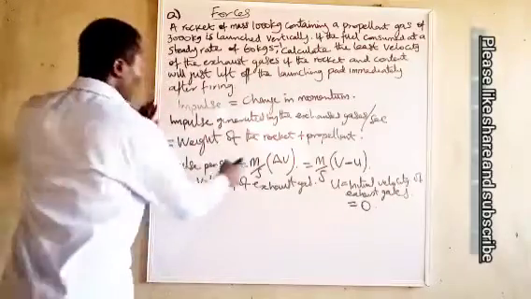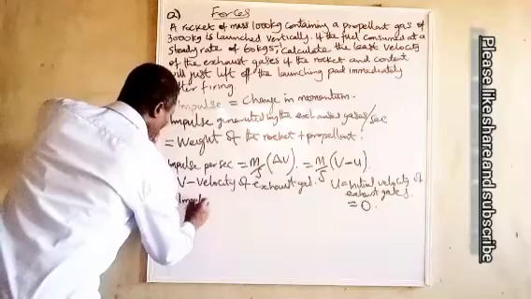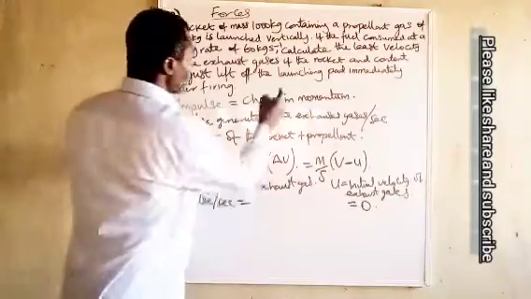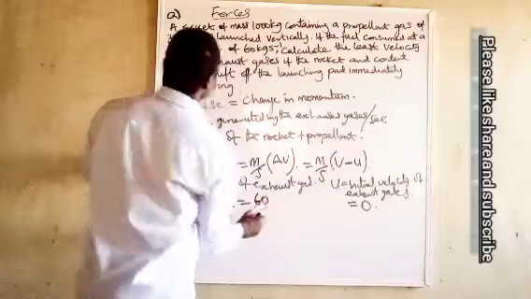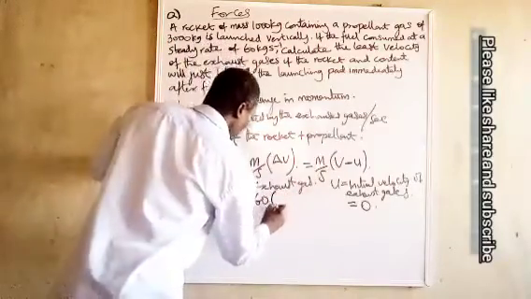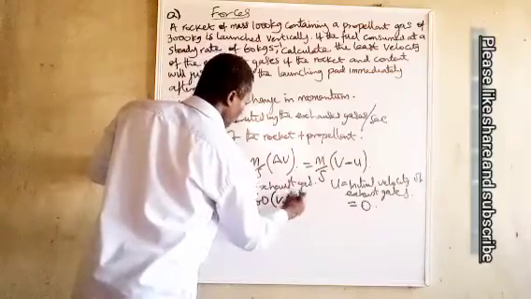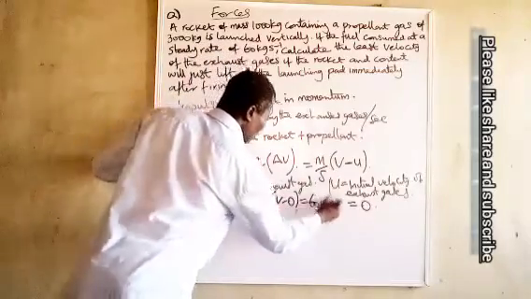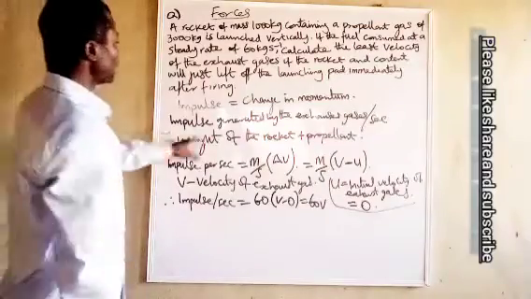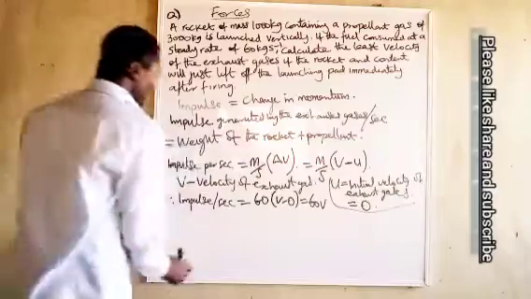Therefore, the mass per second, impulse per second, should be equal to 60. And what is our velocity change? That is V minus zero, which is 60V. And we have said that this should be equal to the weight of the rocket and propellant.